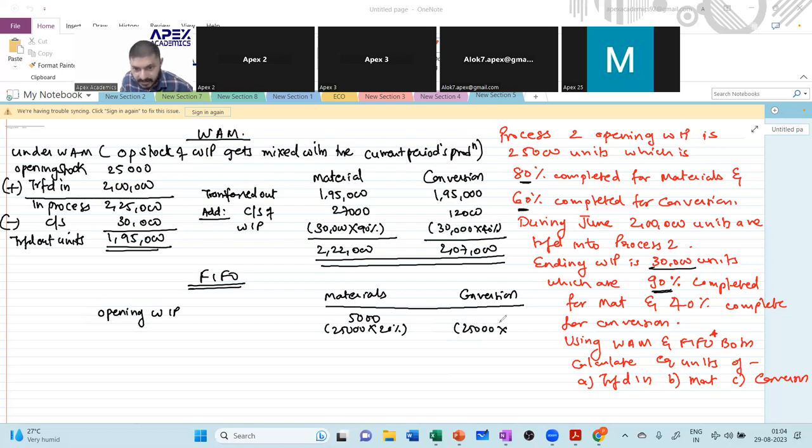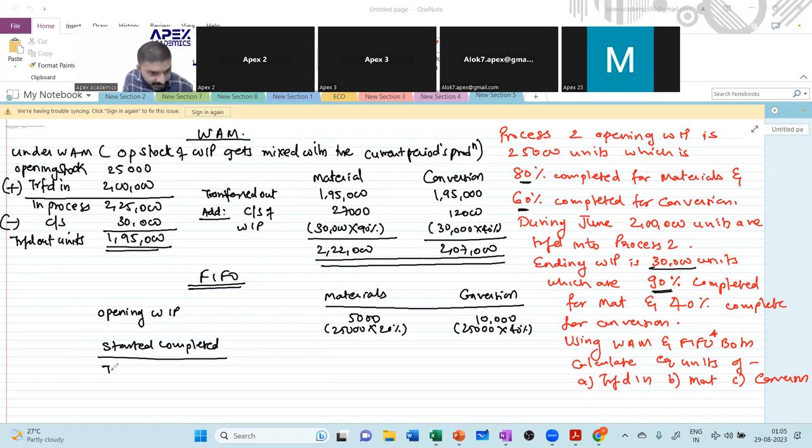25,000 units, they were 60% complete, so I worked on them 40%. Opening WIP. Started and completed. This will always be equal for both material and conversion. It's common sense, it has to be equal for both. So, what is started and completed units?